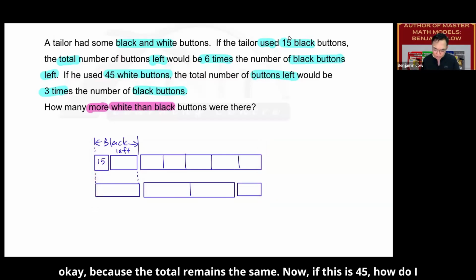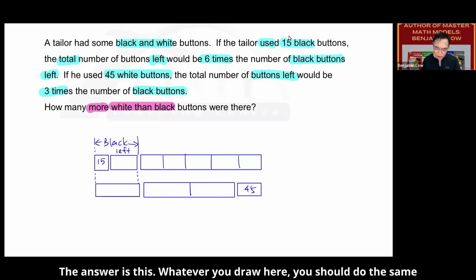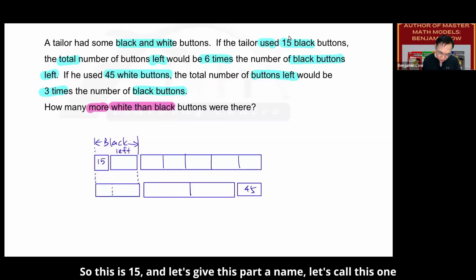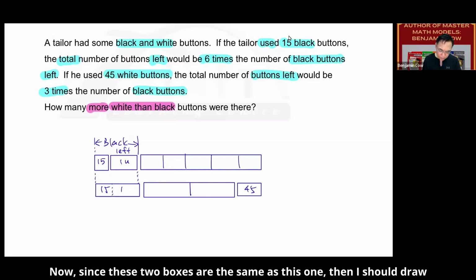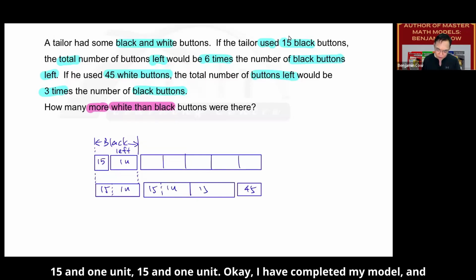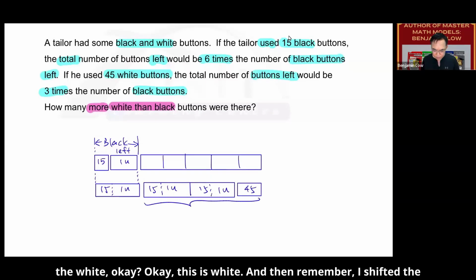Now, if this is 45, how do I draw the rest of this model? The answer is this. Whatever you draw here, you should do the same thing here. So this is 15, and let's give this part a name. Let's call this 1 unit. Now, since these two boxes are the same as this one, then I should draw another of the same shape, 15 and 1 unit, 15 and 1 unit. Okay, I've completed my model, and this, remember, represents the white.